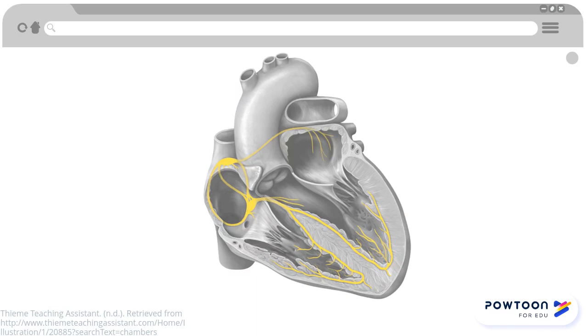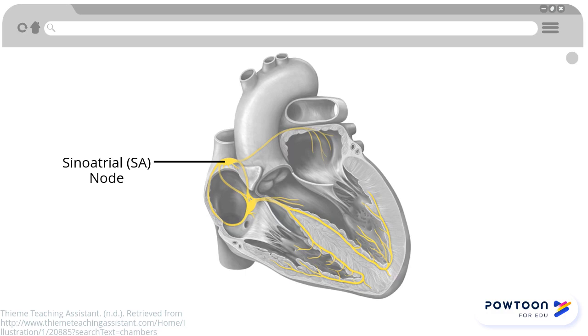Within the upper right chamber of the heart, there's a group of cells referred to as the sinoatrial node, and this is the heart's natural pacemaker. The sinoatrial node, or SA node for short, produces the electrical impulse that produces each heartbeat.